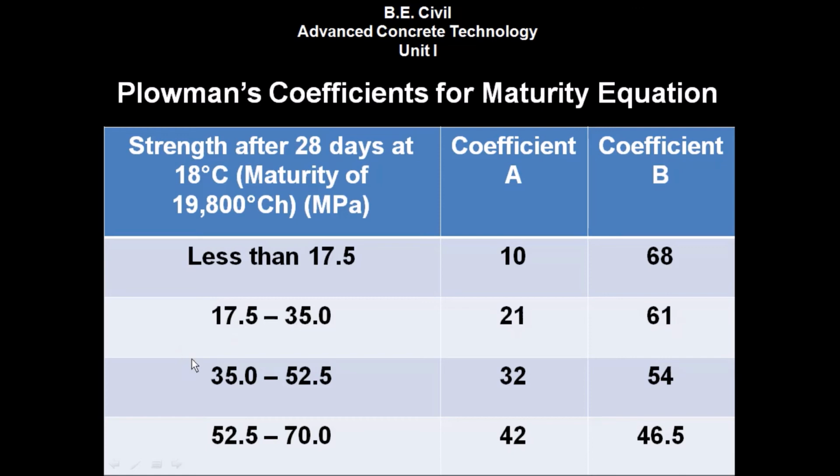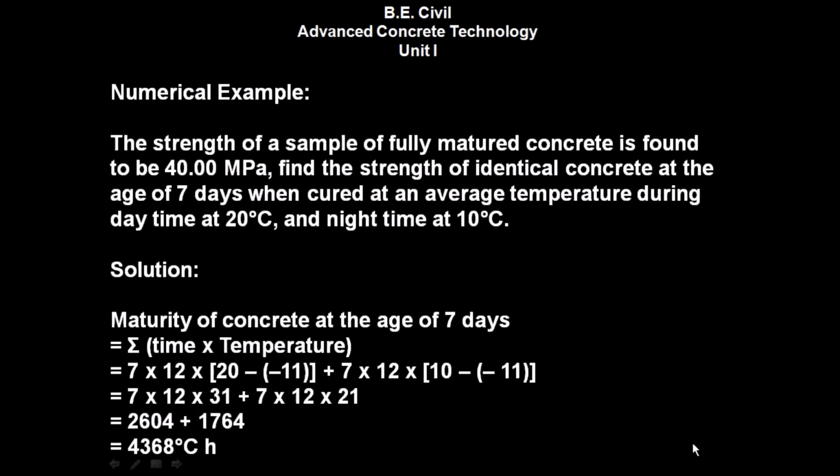If the strength is 35 to 52.5 Newton per mm square, then it will be 32 coefficient A and 54 coefficient B. And if the strength is 52.5 to 70 Newton per mm square, then coefficient A will be 42 and coefficient B will be 46.5. Now we will see the numerical example.